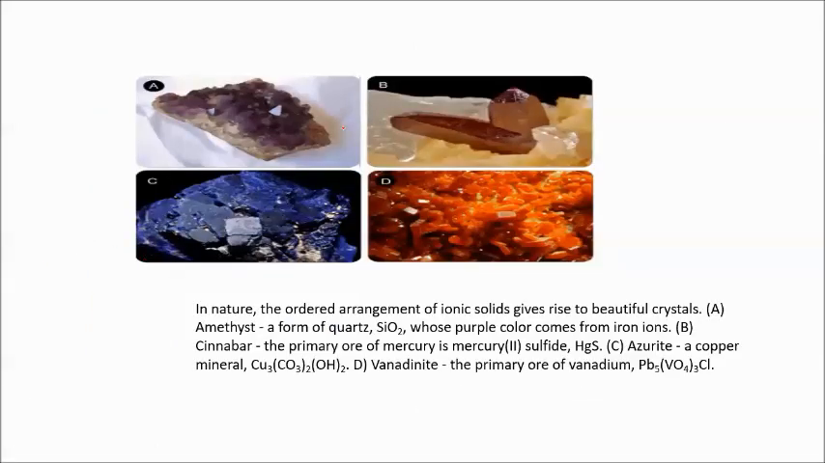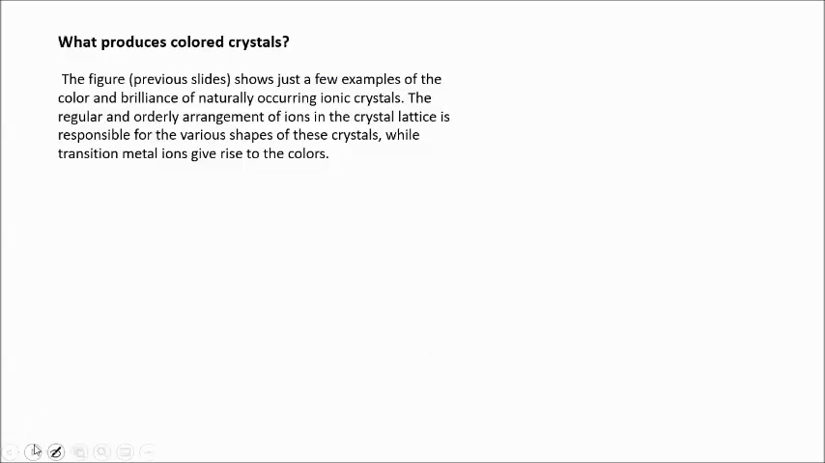Okay, so few examples ng mga ionic crystals. Crystal of silicon. We have crystals of mercury. And then copper, itong blue. And then we have ore of vanadium. Okay, so what produces colored crystals?